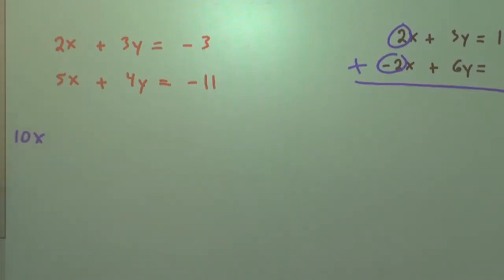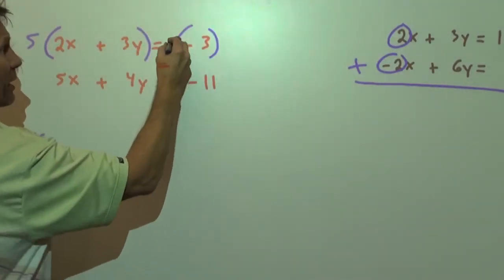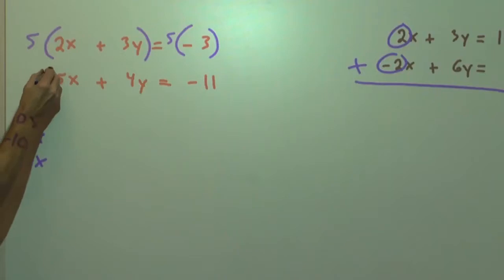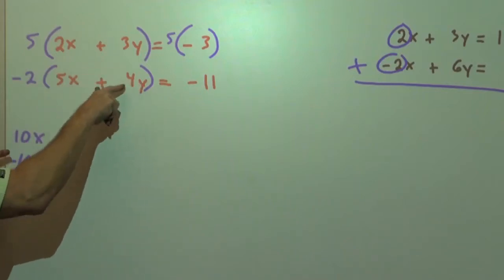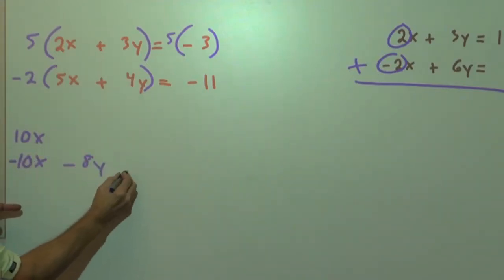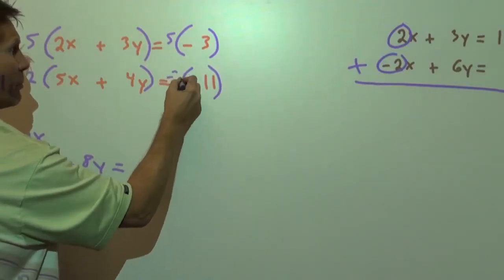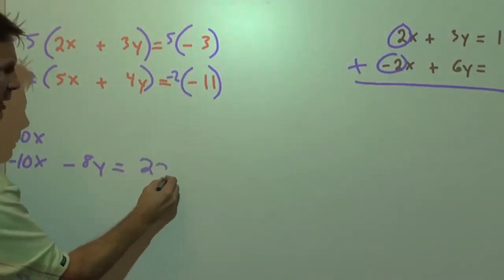So we have a couple options. We could create a system where we have 10x in one equation and negative 10x in another, and then we'll be able to eliminate those. So let's do that. How do we get a 10x here and a negative 10x here? Well, we could multiply this left side of the equation by 5, and let's do the same thing on the right side. And we could multiply this equation by negative 2, because negative 2 times 5x will give us the negative 10x, and then negative 2 times 4y is going to give us a negative 8y. And on the right side, we have to do the same thing, multiply by negative 2. That gives us a 22.